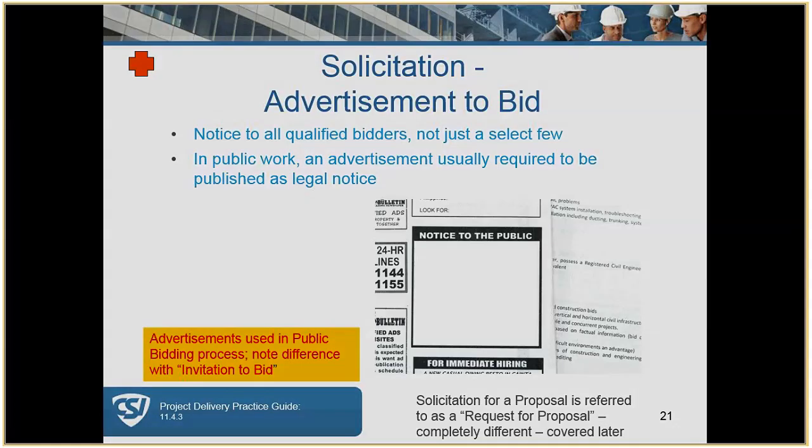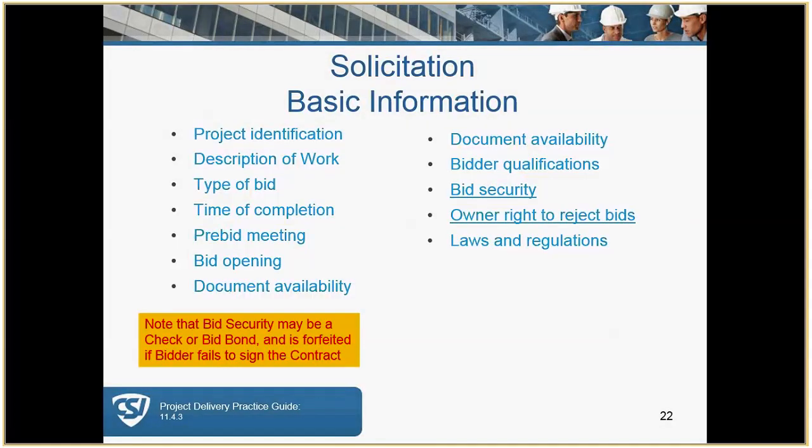Any solicitation for bid basically has the following elements and include all of them. Bid security and the owner's right to reject bids are two important components to protect the owner. We'll talk about those in a little bit more detail, but keep in mind that the owner does not necessarily and is not obligated to take the lowest bid or for that matter to take any bid.